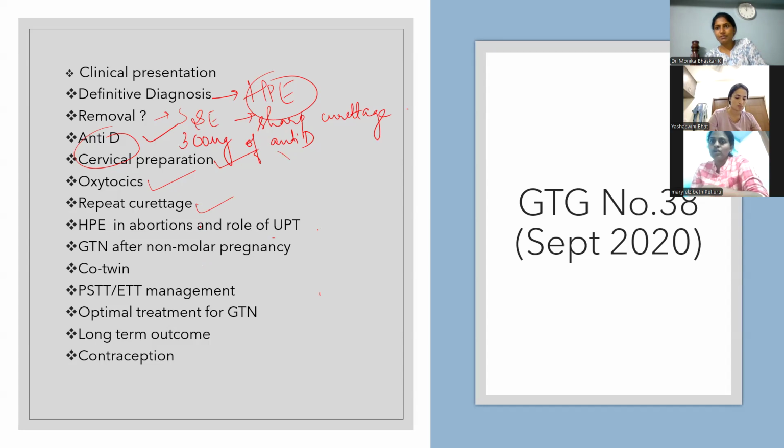What is the role of repeat curettage? Only if there is any evidence of repeated or persistent vaginal bleeding, or if there are any retained products on ultrasound, you have to do a repeat curettage.